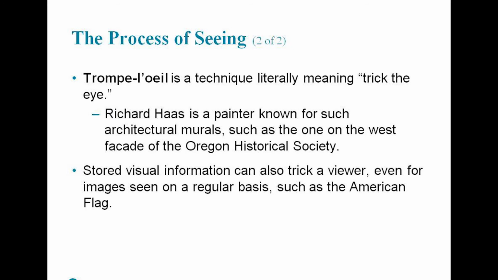Trompe l'oeil is a technique literally meaning trick the eye. Richard Haas is a painter. So that's our second vocabulary word.